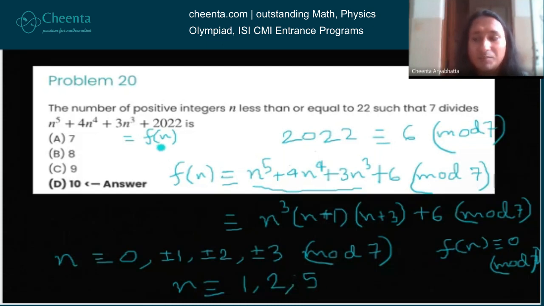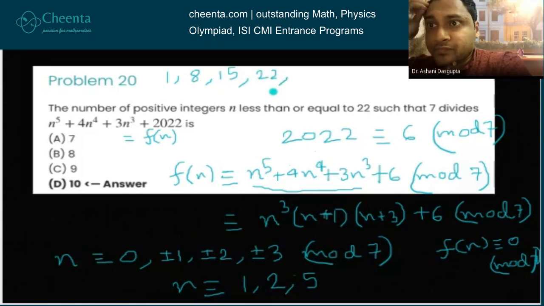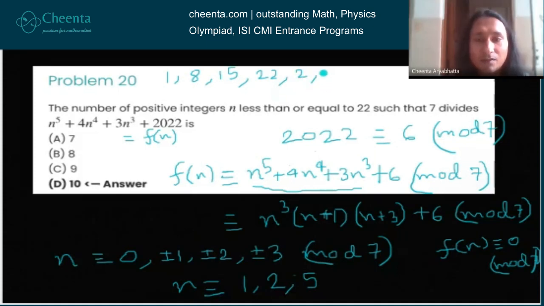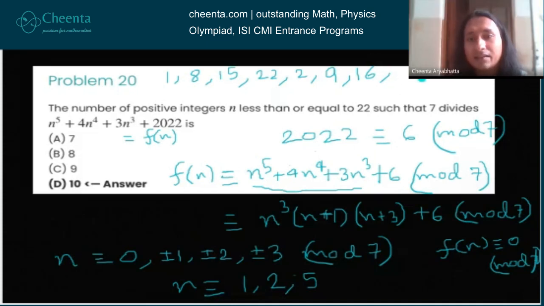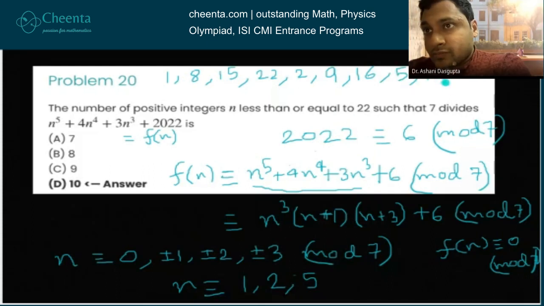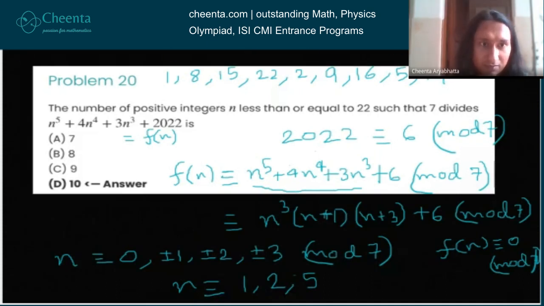That means the permissible numbers in the range are first the ones that are congruent to 1, that is 1, 8, 15, 22. Then it's 2, 9, 16. Then just that, nothing else. Then for 5, we have 5, 12, and 19.